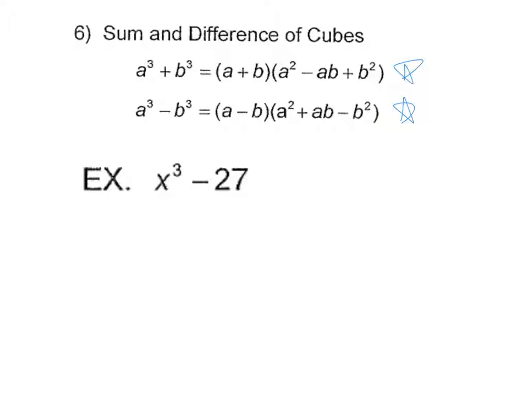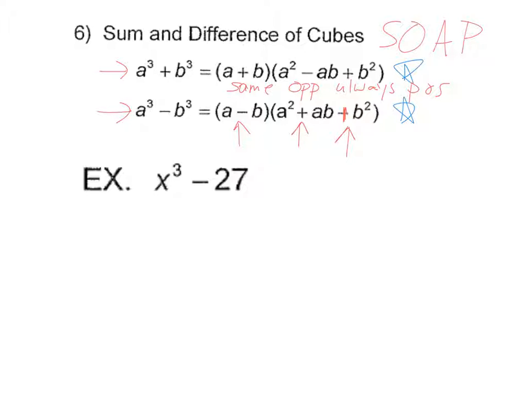You see that in this first one we have a plus, so that's the same as what you started with. There was a plus. And then the next sign is opposite of what you started with. And then the last sign is always positive. So it's same, opposite, always positive. SOAP. And then if you look at the second formula, same thing. The first sign is the same, then opposite. Oh, I made a mistake. That should be a plus. And then always positive.